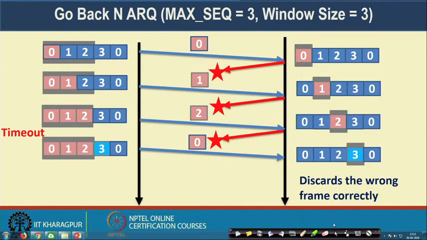So, because of this we keep the window size 1 less than the maximum sequence number space that you have. So, if you have an n bit sequence number, then you have 2 to the power n minus 1 as your maximum window size.